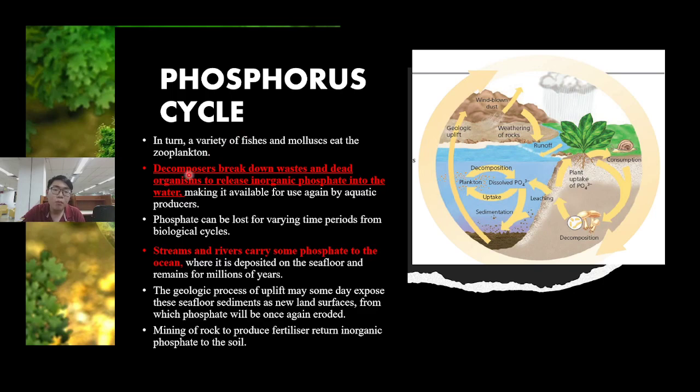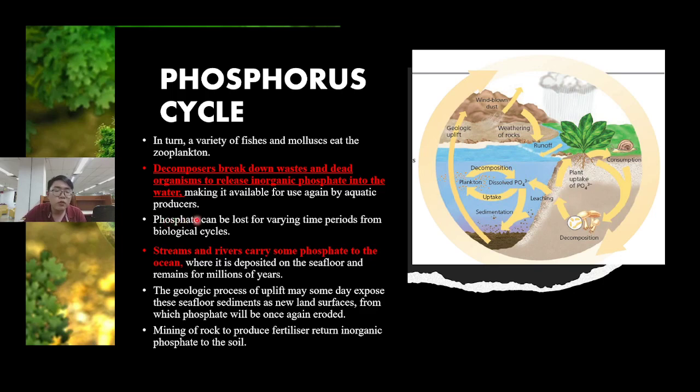Okay. And then the decomposers will break down the waste and dead organisms to release inorganic phosphate into the water. So the decomposer, after the organism, like I already repeated, after the organism has died, whether plant or animal, the decomposer will break down this organism, right? So they will release inorganic phosphate, and then it will be absorbed by the soil, or also released into the water, into the ocean or river.